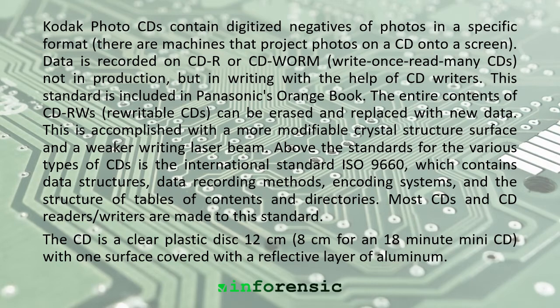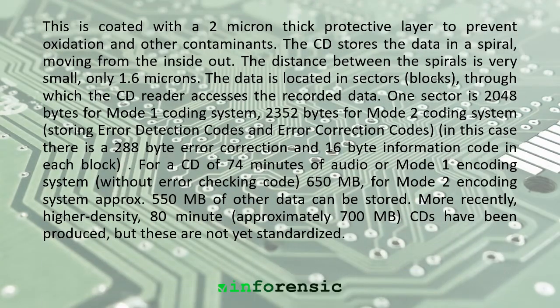The CD is a clear plastic disc 12 cm, 8 cm for an 18-minute mini CD, with one surface covered with a reflective layer of aluminum. This is coated with a 2-micron thick protective layer to prevent oxidation and other contaminants. The CD stores the data in a spiral, moving from the inside out. The distance between the spirals is very small, only 1.6 microns.